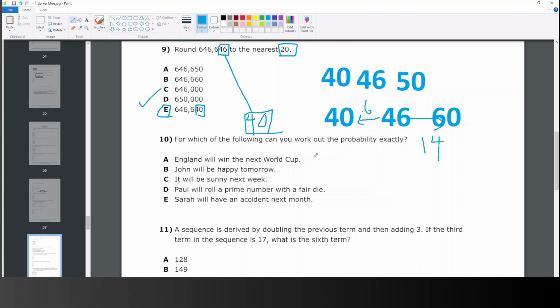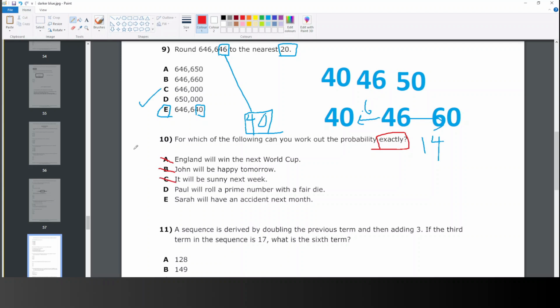Question 10. For which of the following can you work out the probability exactly? Very interesting question. Underline the vital word, exact. England will win the next World Cup. Well, they might win it or they might not, but we can't say that for sure. John will be happy tomorrow. Someone's mood we can't predict. We don't know what's happening. It will be sunny next week. We don't know. It could be rainy next week.